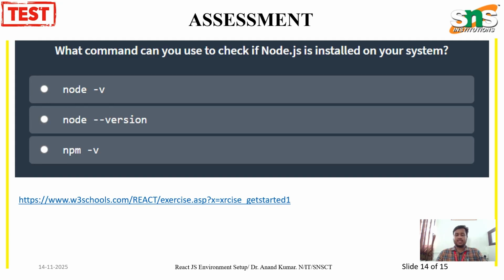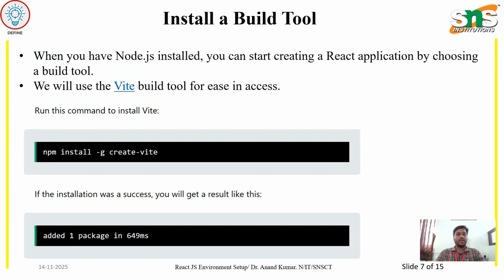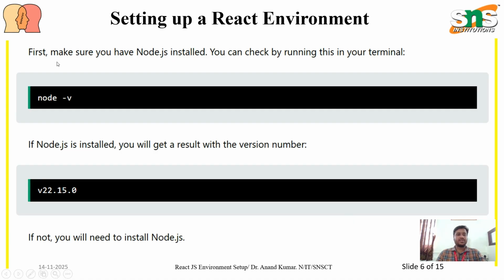Let us take a minimal application and ask an assessment question: what command can you use to check if Node.js is installed in your system? That's an assessment question I need you to think about while we are recording this video. Is it node space v, node space version, or node space hyphen v? What will be the answer? I'll just show you. If we want to check, we have to make use of node -v. So this will be the answer.